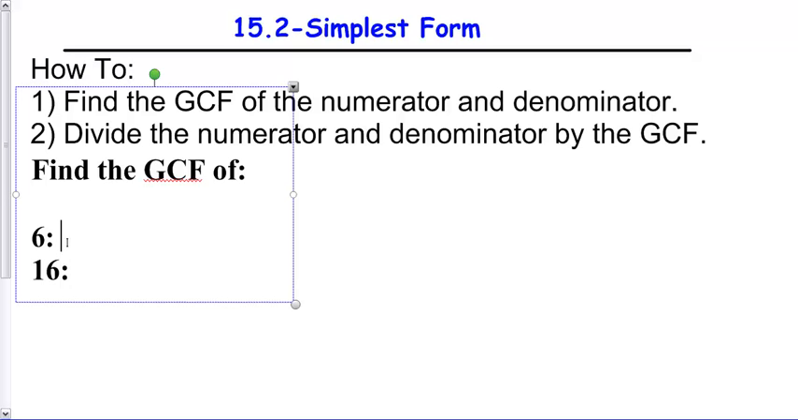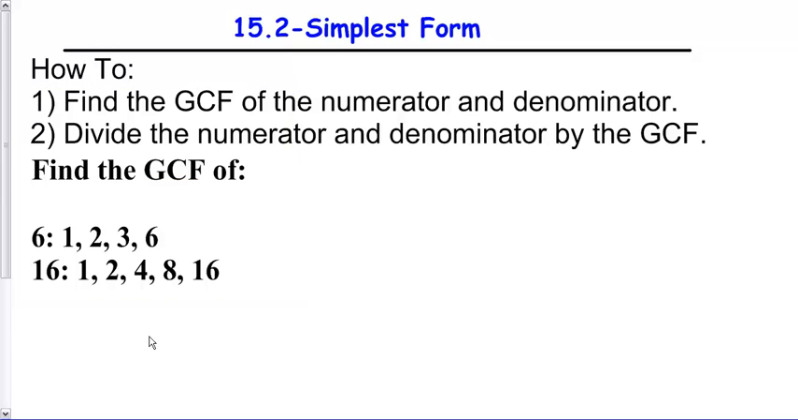That's right. So I'm going to list the factors here. So I've got 1 and 6, and 2 and 3. So those are my factors for 6. My factors for 16: 1, 2, 4, 8, and 16. Remember, I used my divisibility rules from Chapter 13, Lesson 1, and I used Chapter 13, Lesson 2, how to find GCF. So, the GCF is in fact 2. That's my GCF.